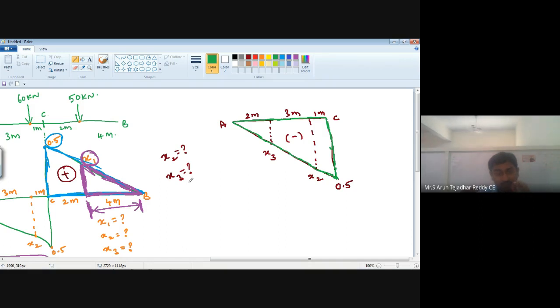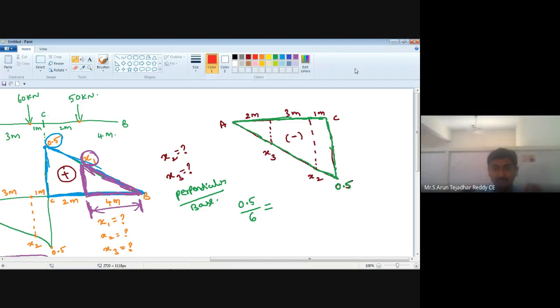So what is our similar triangle formula? Perpendicular by base. Here the perpendicular is 0.5, by base. What about the base? We are considering the bigger triangle, so A to C: 2 meter, 3 meter, 1 meter. 2 plus 3, 5, plus 1, 6. It is equal to, I need the x2 value.